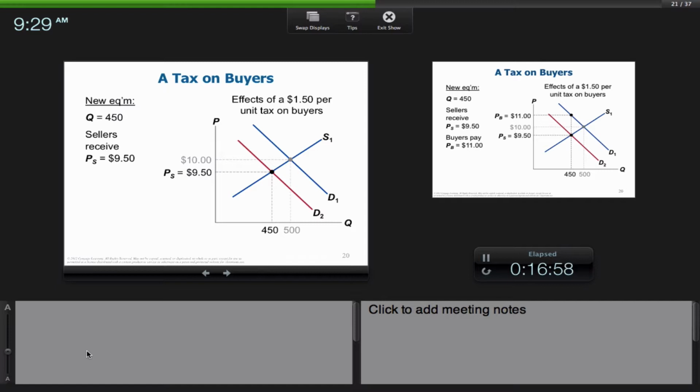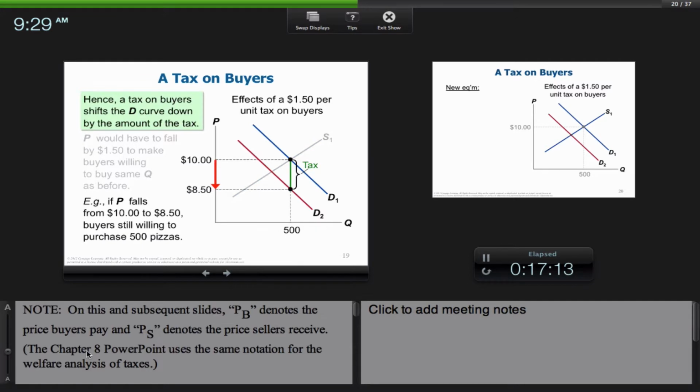Wait, what? Where is it 850? This equilibrium point is 950. Where do we have 850? Where did we just have it in this graph? Got it? If we take the $1.50 off, we have 850 here, right?